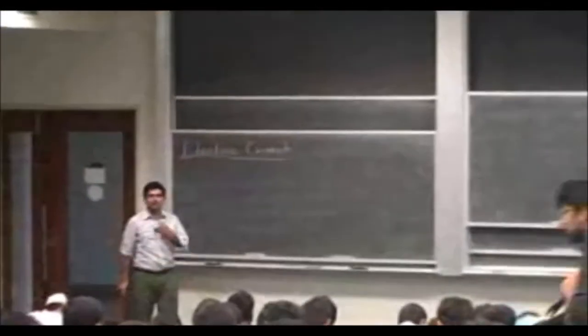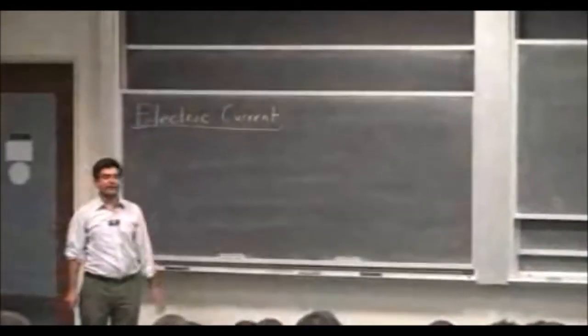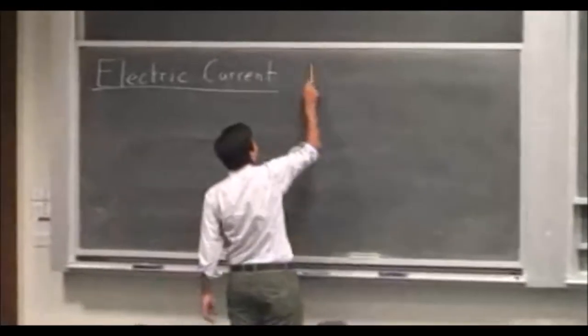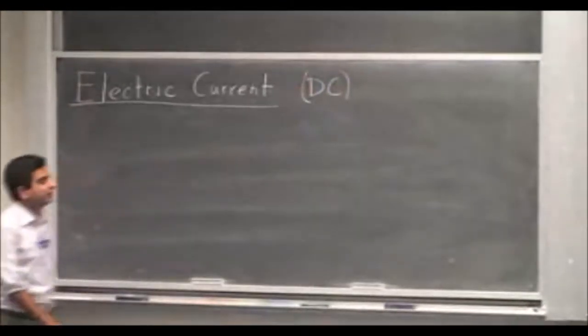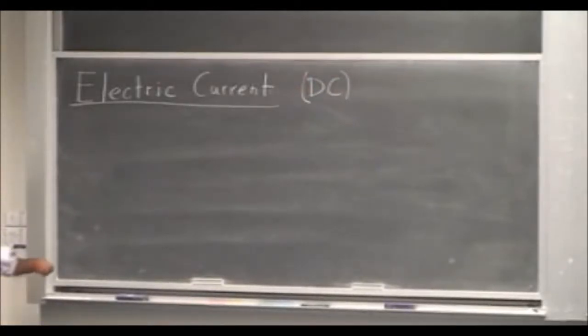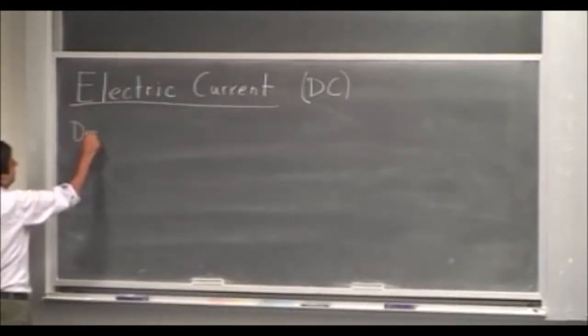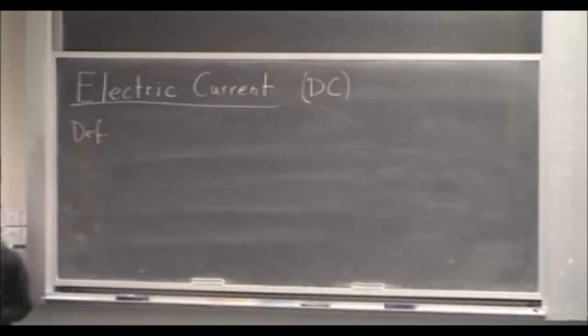What I'm going to talk about today is one kind of electric current, which is DC, or direct current. First of all, I would like to start off with a simple definition of electric current. I will not say DC again and again. Whenever I say current, at this point in time, I mean direct current.